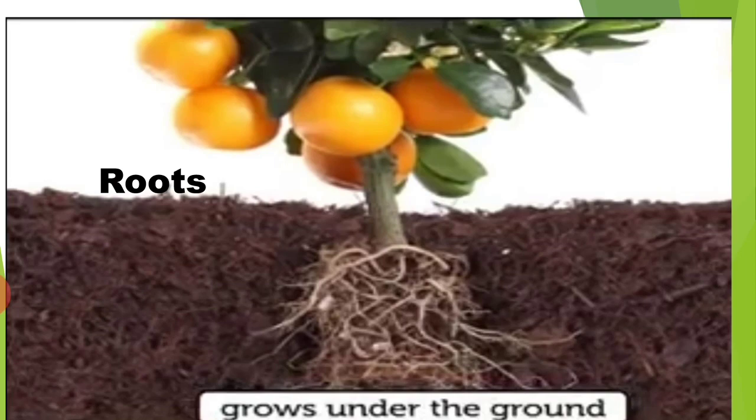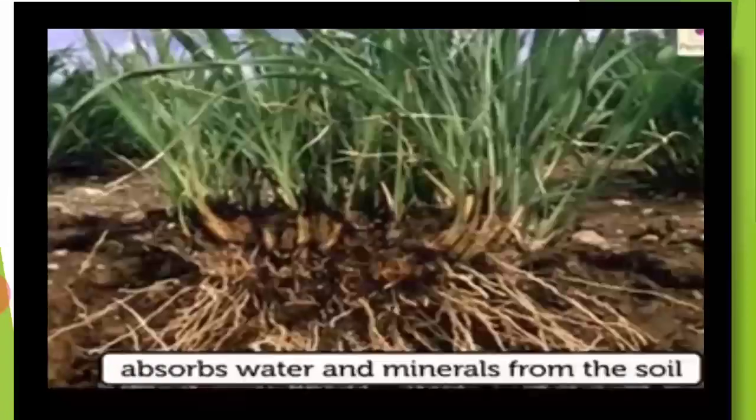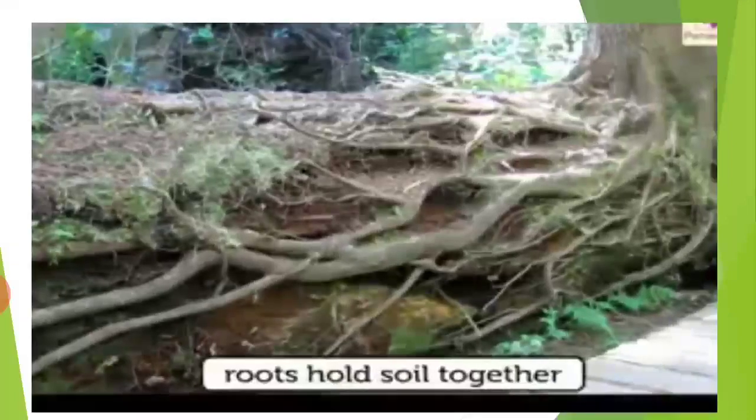Roots grow under the ground. The upper part is the shoot part and the underground part, under the soil, is the root part. The function of the root is basically to absorb water and minerals from the soil, which is transported with the help of the stem to different parts of the plant. It also helps to hold the soil together. We have seen so many people saying we should grow more and more trees to stop soil erosion. So the roots hold the soil together. That is the major function of the root.